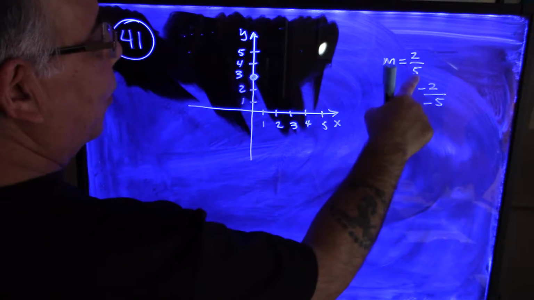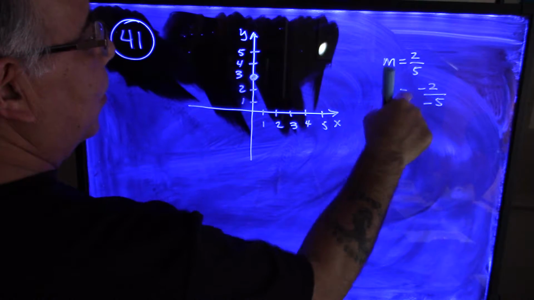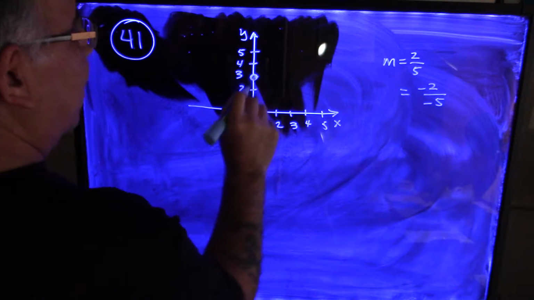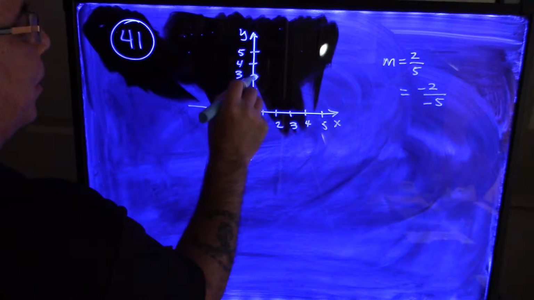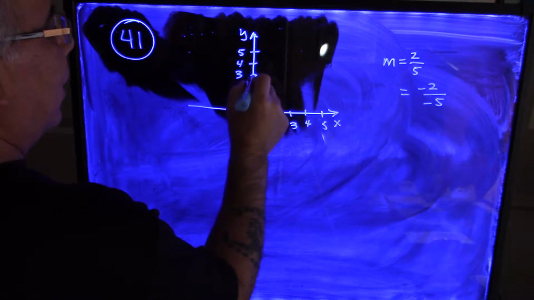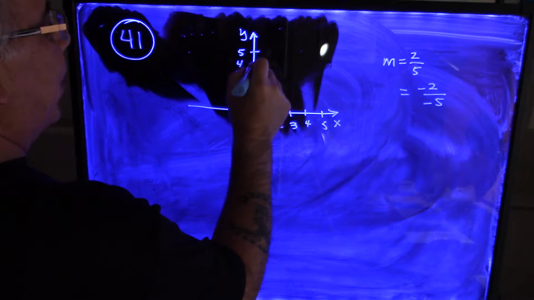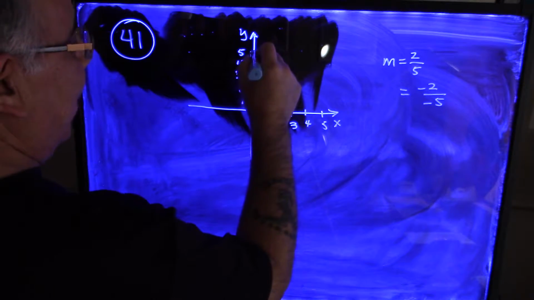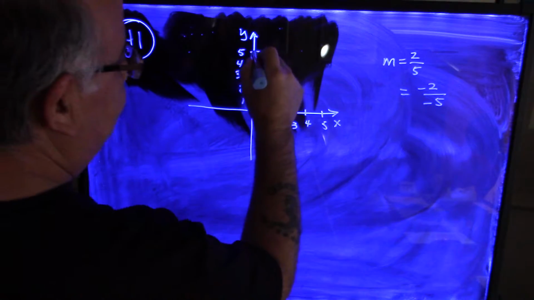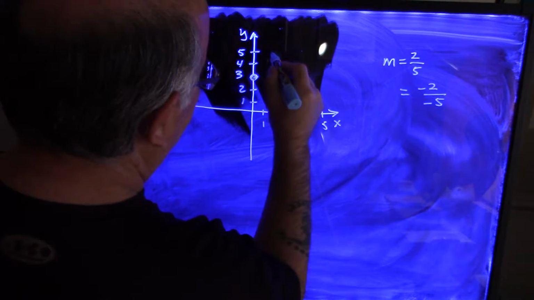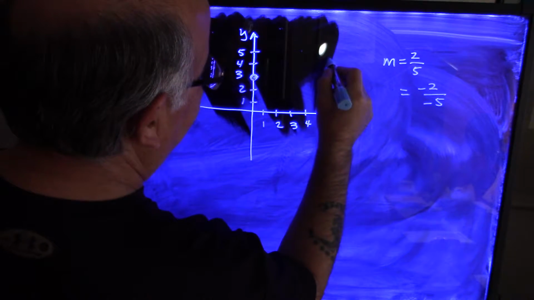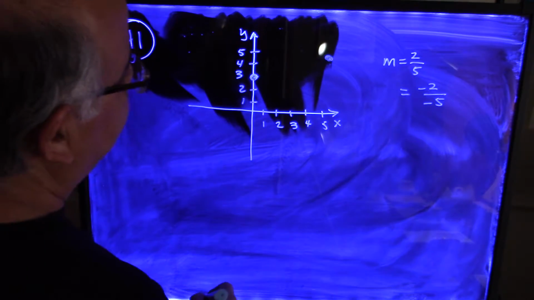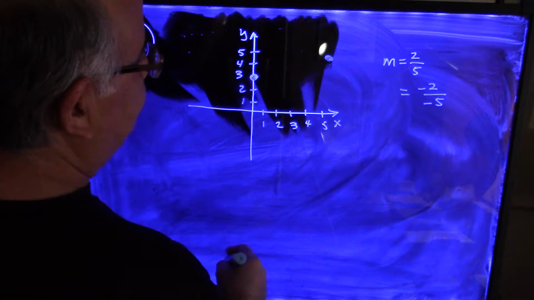That means rise over run. Rise is 2, run is 5. Alright, so rise of positive 2 means you start from a point on the line, which is this one right here, the intercept, go up 2 units, and then a run of 5, that's positive 5, means you go to the right 5 units. So 1, 2, 3, 4, 5. If I had graph paper, this would look much better. And then you connect those 2 dots with a straight edge.